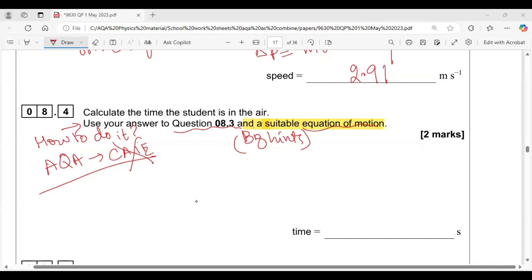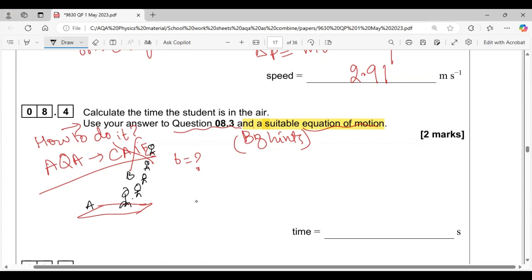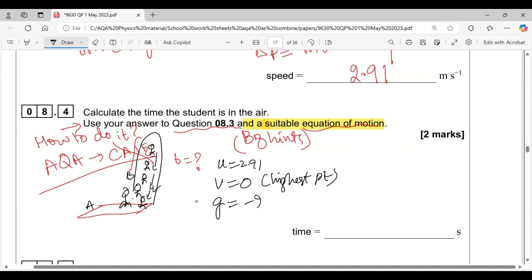Okay, so let's solve it. You have to find the time that the student remains in air. Let's say the student was here and this was at A, and when she begins jumping, moving up, let's say this was during phase B, she goes up and then she comes down again and gets in contact. So basically she goes up and then she comes down and hits the plate. So you have to tell for how long she remains in air. So we say, okay, we have her initial speed 2.91, and we know at the highest point speed is 0. When she reaches the highest point, her velocity becomes 0, and as she's in free fall, the acceleration is minus 9.81.